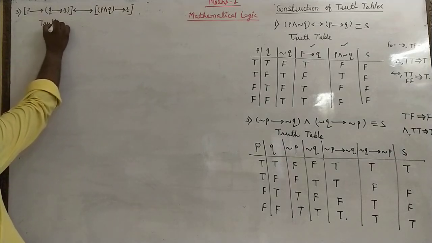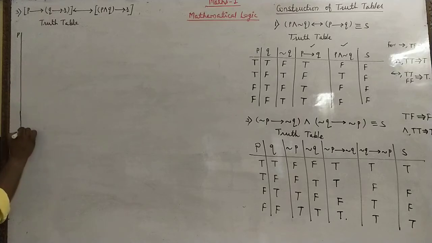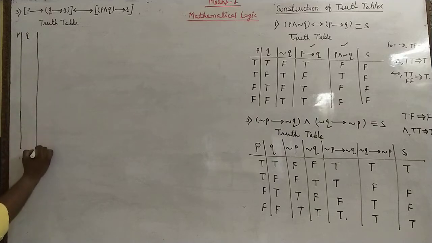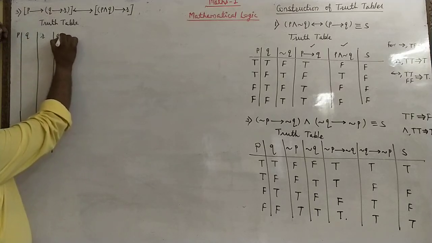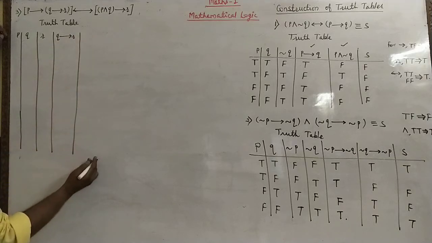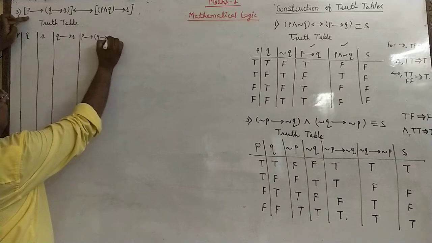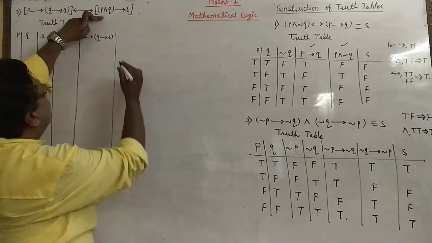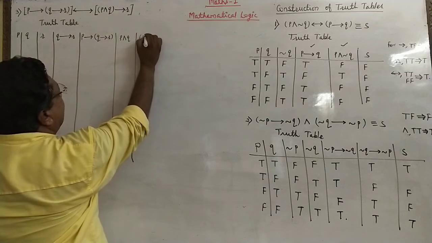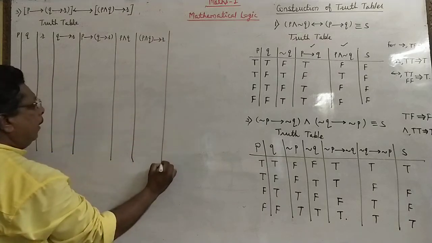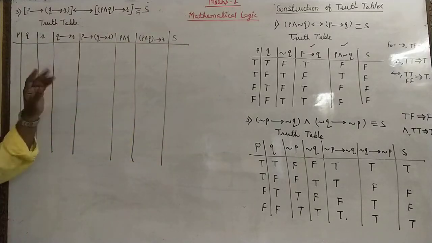Okay, now prepare this truth table. First column P, second column Q, third column R. Next one is Q conditional R. Then the whole bracket, P conditional, Q conditional R. Then next one is P and Q. Then the complete bracket, P and Q conditional R. And the last one is S. S is divided into two parts. Now write down the possibilities.